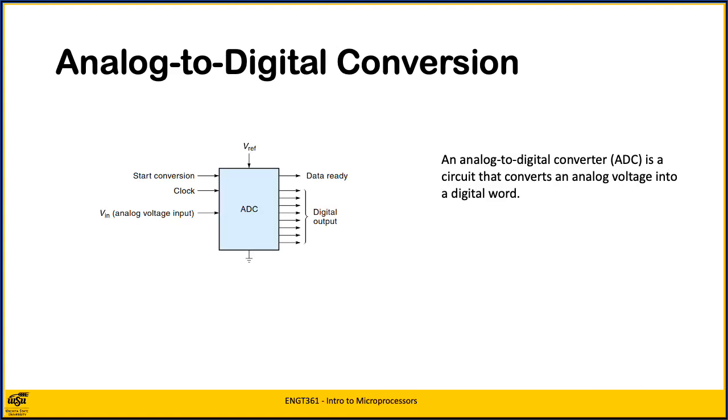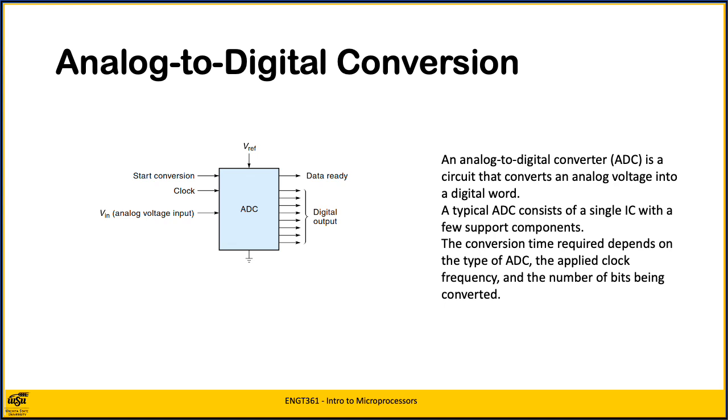An analog to digital converter, or ADC, is a circuit that converts an analog voltage to a digital word. A typical ADC consists of a single IC with a few support components. Analog to digital conversion is a more complicated process than for the DAC, and the hardware requires some conversion time, which is typically in the microsecond range. Recall the DAC was in the nanosecond range. The conversion time required depends on the type of ADC, the applied clock frequency, and the number of bits being converted.